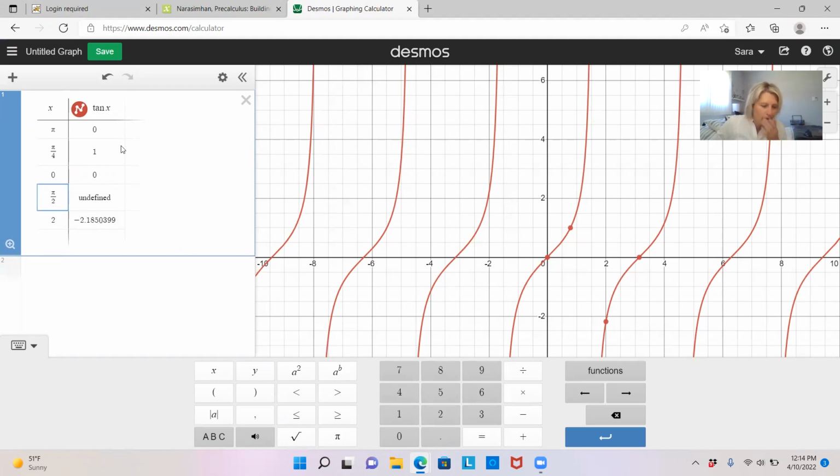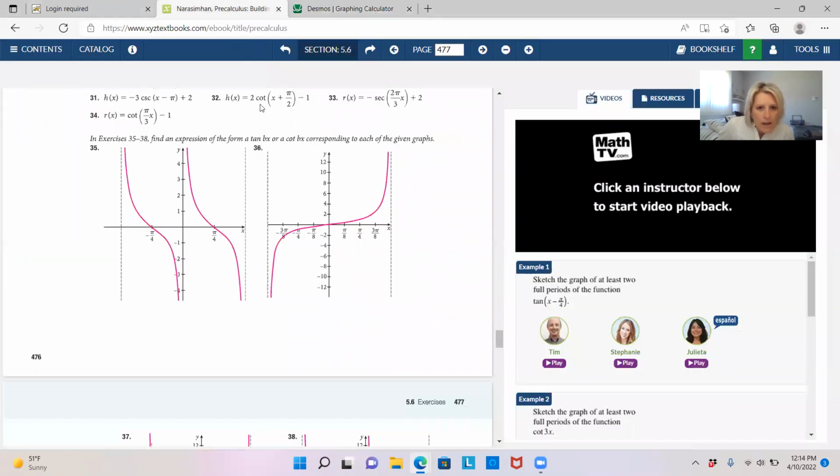Okay, and so we need it to be like 1/2 of that, maybe. We're trying to get that to be undefined at pi over 4. And we can also see that it looks about 2 at 3 pi over 8. And it looks like it might be 1 at pi over 2.